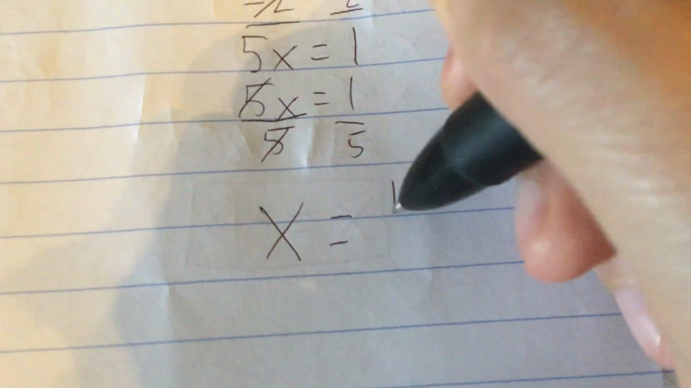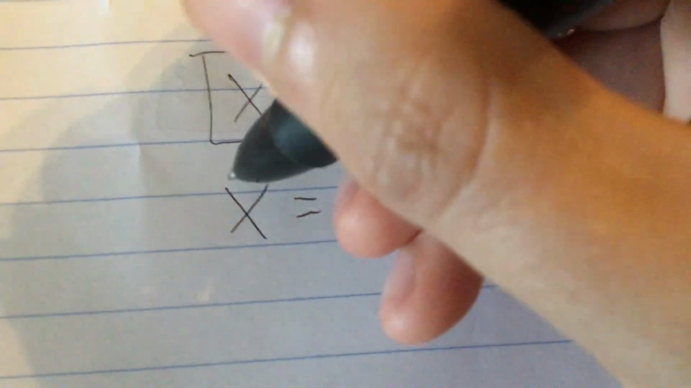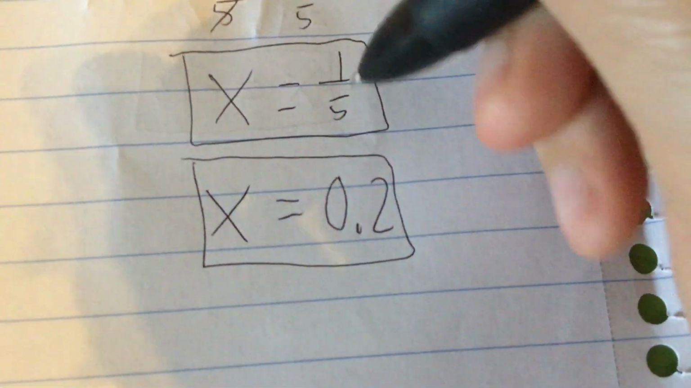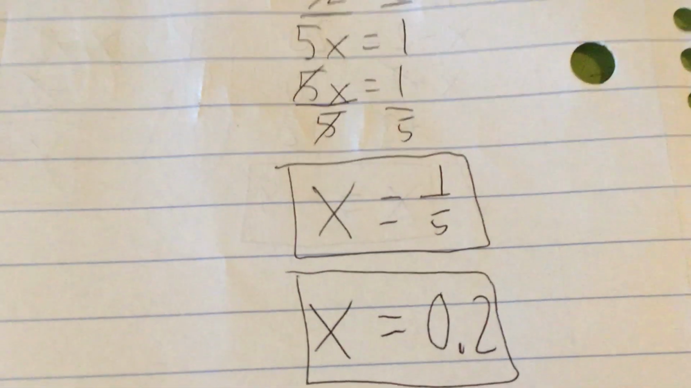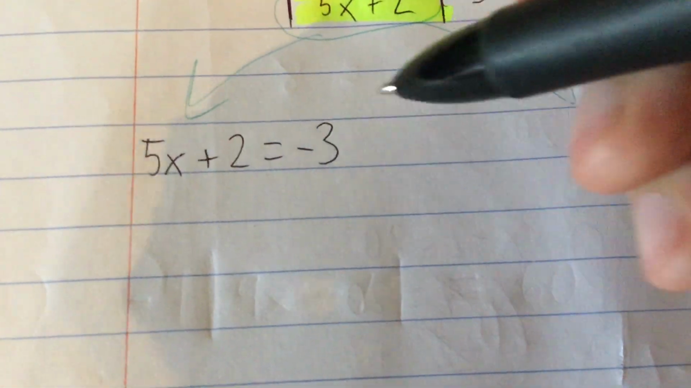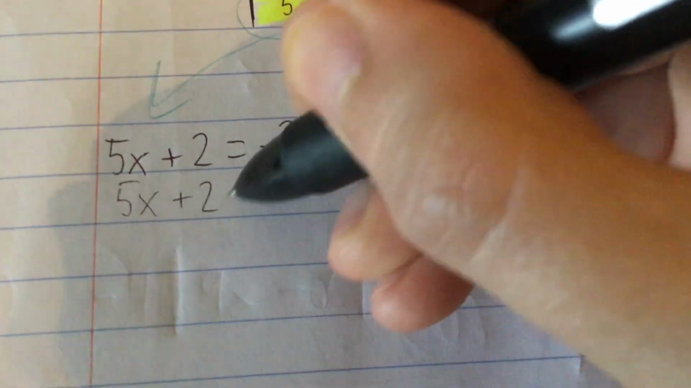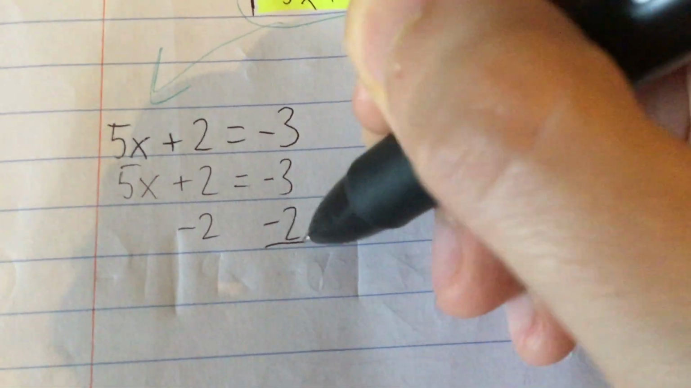I'm okay with you leaving this as a fraction, 1/5. But if you're on team decimal, if you do 1 divided by 5 in the calculator, you get 0.2. Either way, acknowledge that 1/5 and 0.2 are the exact same value. Okay, let's take a look at the other side. I've got 5x plus 2 is equal to negative 3, so I'm going to subtract 2 from both sides yet again.